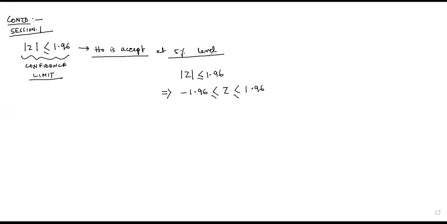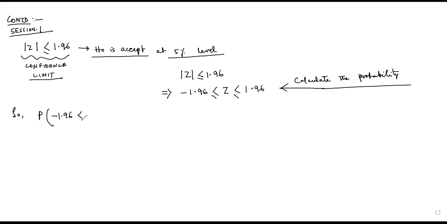What I'm going to do right now is calculate the probability that z will lie within this region. Calculate the probability that your standard variable z is lying inside this region. So we get the probability of minus 1.96 to plus 1.96. That probability I'm going to find out by taking help from the normal table that I shared with you in one of my previous classes. Now, how to calculate this probability?